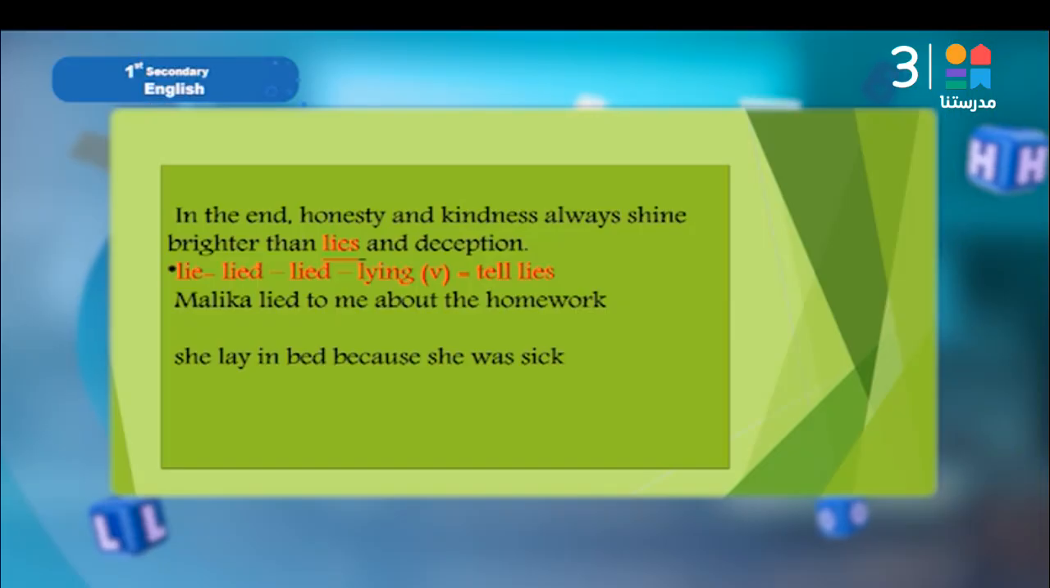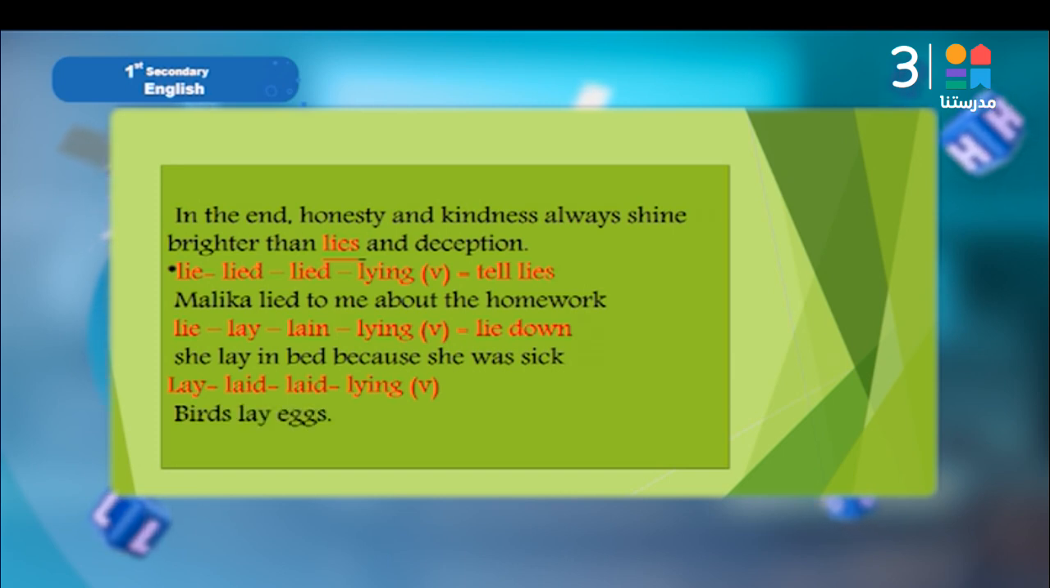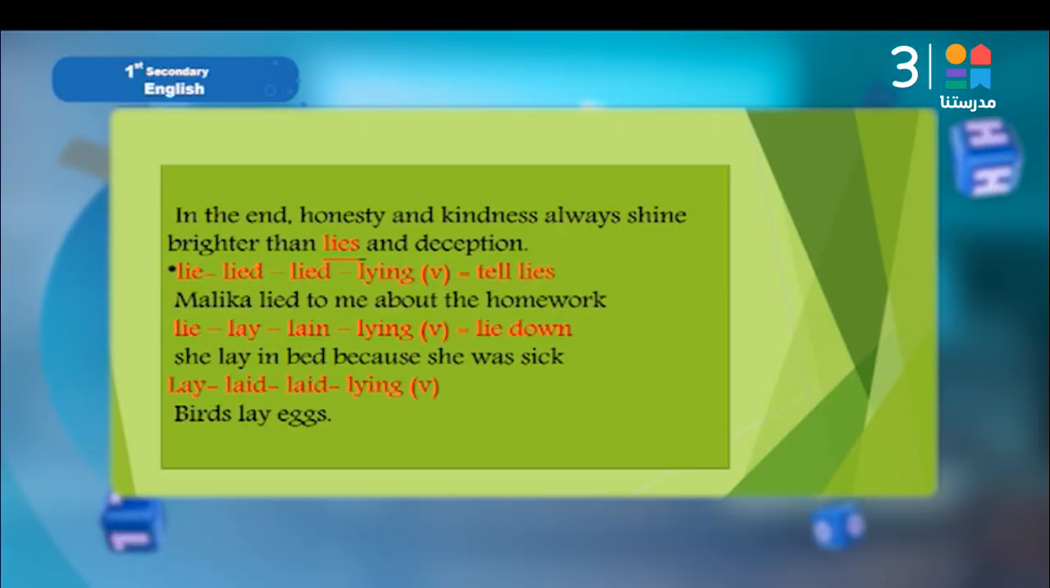The verb can be confusing. Why? Because there are some similar verbs that look like it. So let's see what the verbs are that look like the verb lie. As we see here, lie in the past simple is lied, and when you put the verb in the gerund form, we say lying.